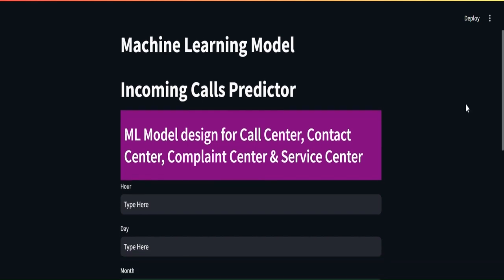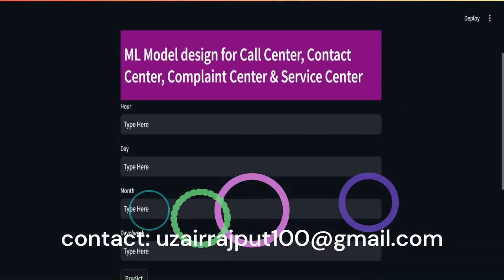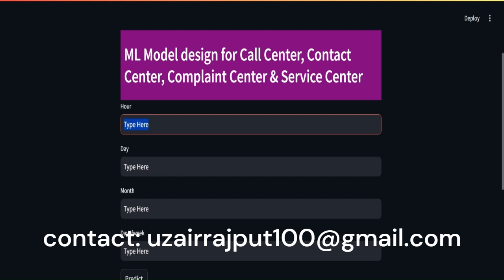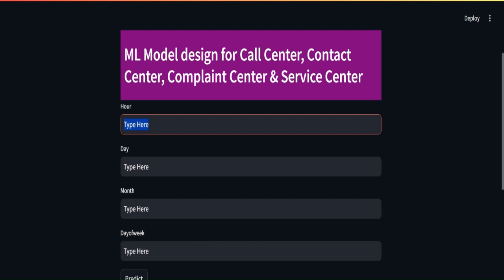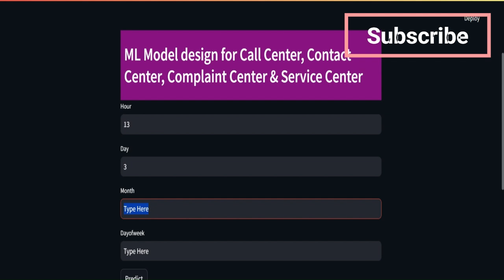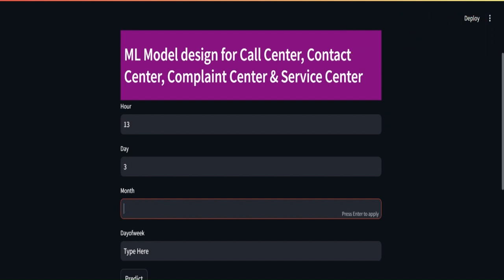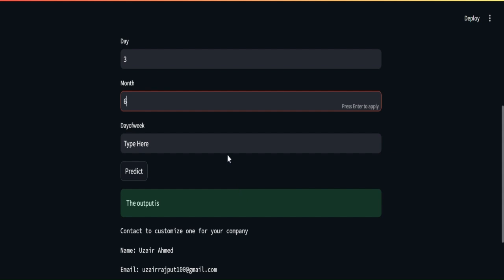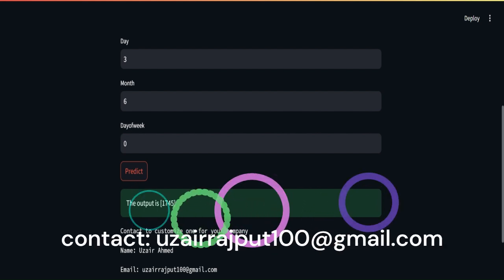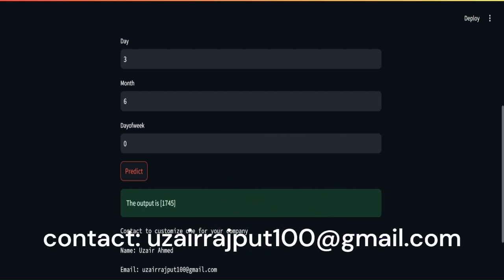Okay, so how does it look? I have created this model with machine learning. Here I am giving the hours. Let's suppose I give the 13th hour, in PM, and I am mentioning 13. And for the day, I am selecting, let's suppose, the third day of the week, and the June month, 6, and the day of the week will start from, okay, I am selecting 0, and let's predict. So it is showing the output is 1745.